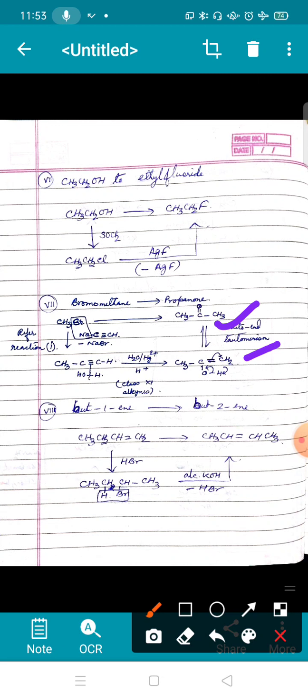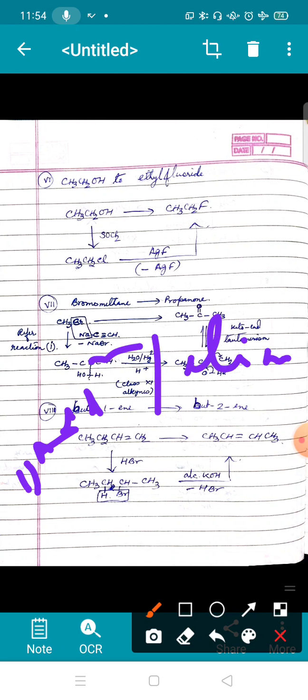Now next, move to number 8. But-1-yne to but-2-yne. Very interesting conversion. The only difference is 1-yne and 2-yne. So they are position isomers. So it has been told that whenever there is a position isomer, when one position isomer changes to another position isomer, the common steps are either addition followed by elimination, okay, or reverse.